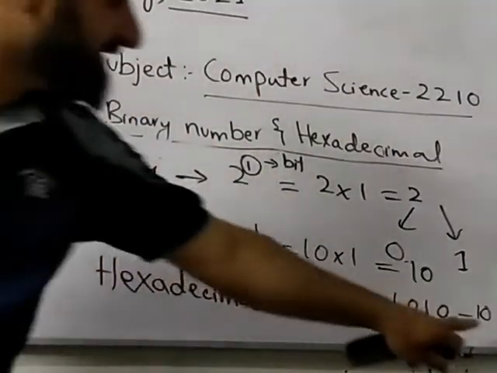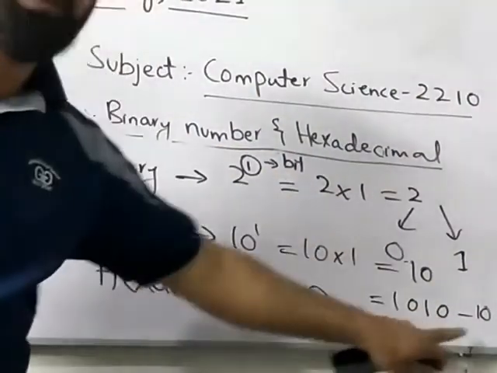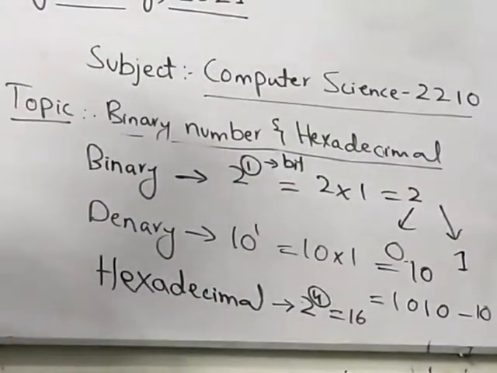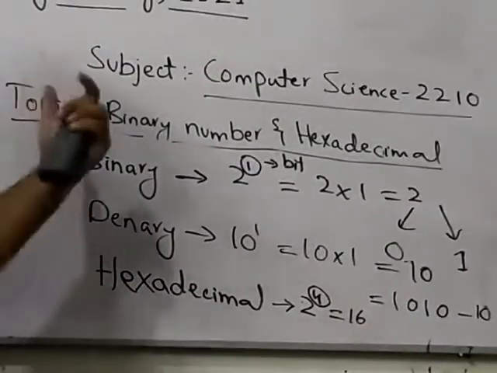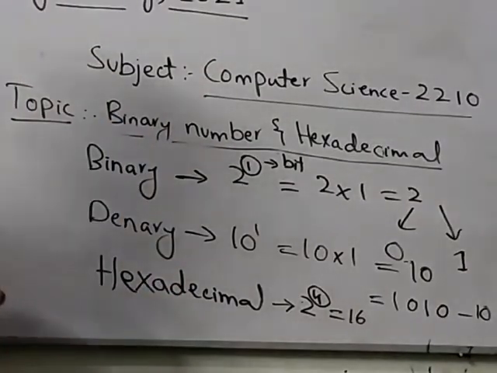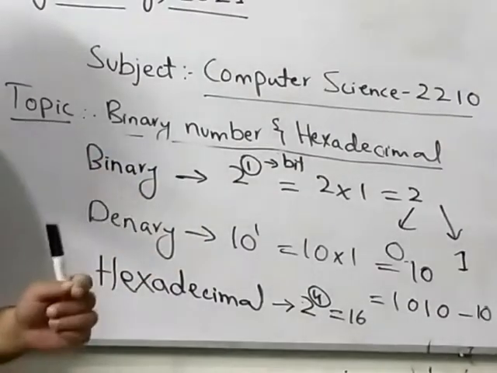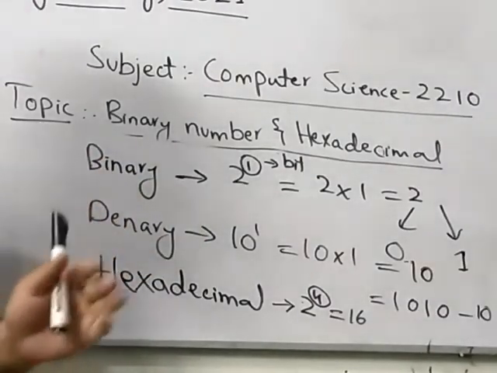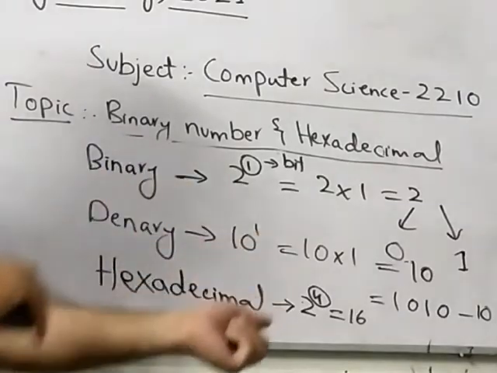In denary number, this is the denary value of 1010. Okay, now we are going to create a link between binary, denary and hexadecimal. It's very easy. When you are able to create this link, you can solve any question related to binary to denary conversion and denary to binary conversion.